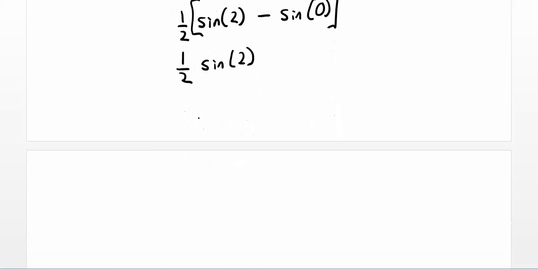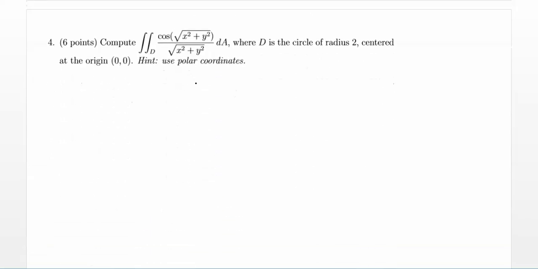Okay, next problem. Compute the double integral over this region where D is a circle of radius 2 centered at the origin. Hint, use polar coordinates. Okay. This looks like a very ugly integral, and you wouldn't want to do this in rectangular coordinates, so we're going to try polar. Always a good idea to graph a region, though. It's not a unit circle, excuse me, it's a circle of radius 2.